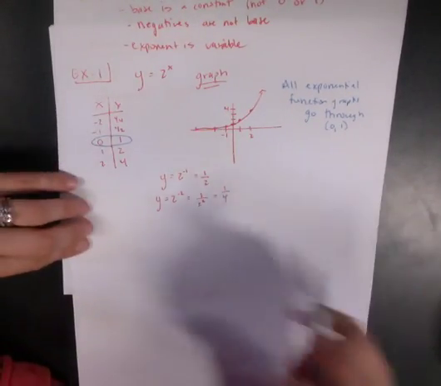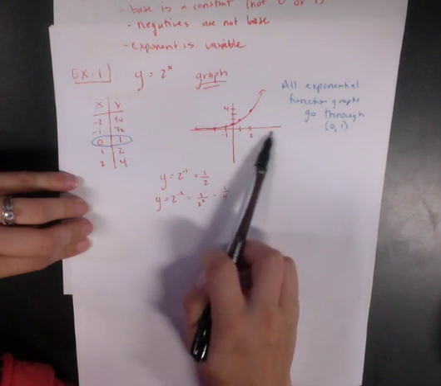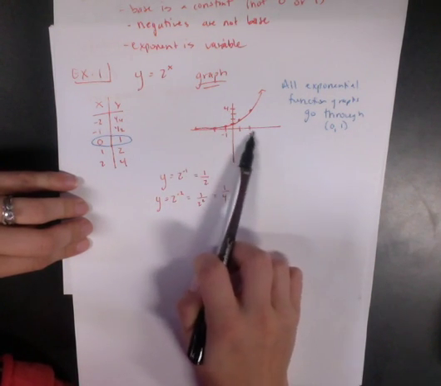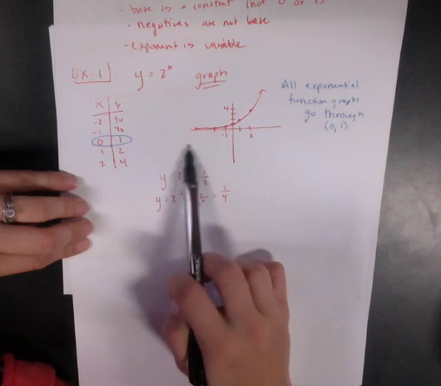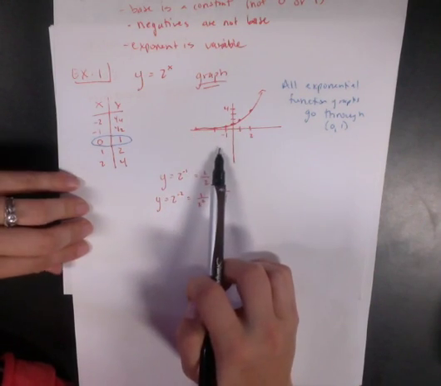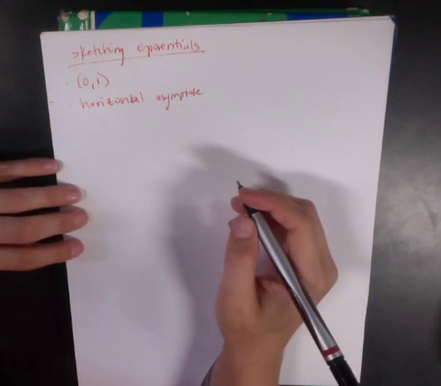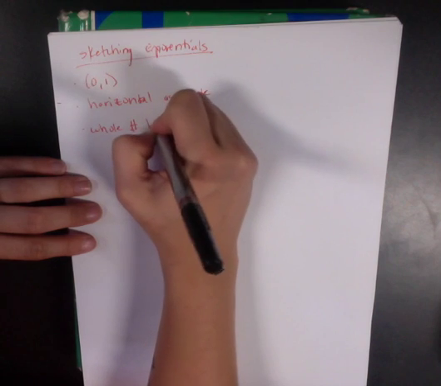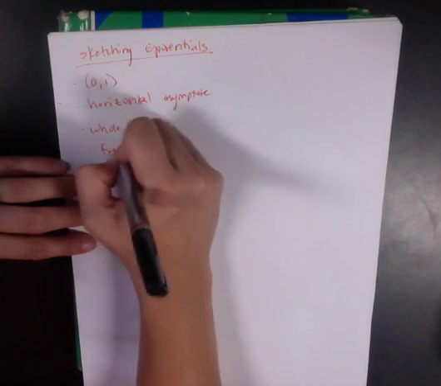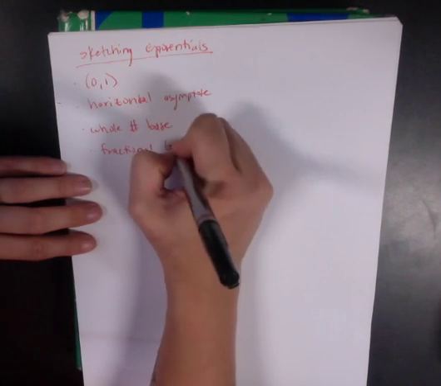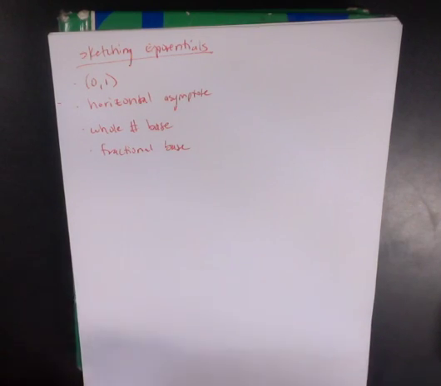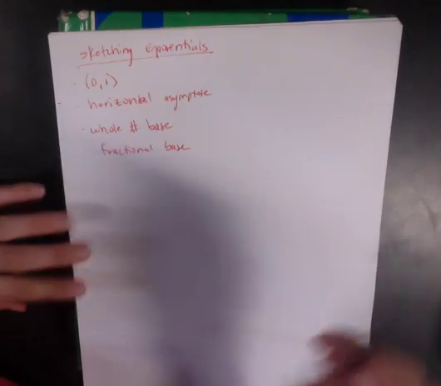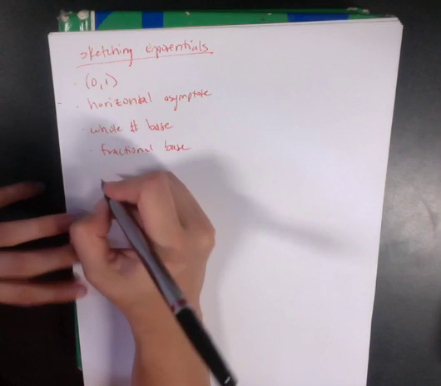Okay. Now, in the last graph, we noticed my horizontal asymptote was the x-axis, right? My graph did not cross it. It approached it, but it did not cross it, which is the definition we just learned of an asymptote. Now, if we have a whole number base versus a fractional base, two different things happen. So we're going to figure that out by doing two more examples.